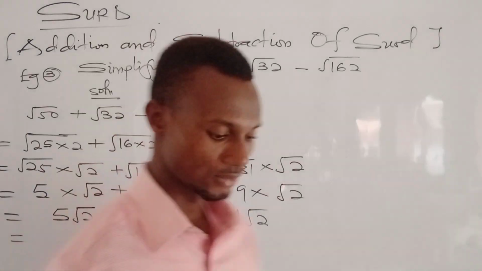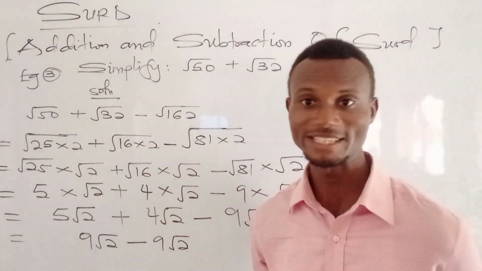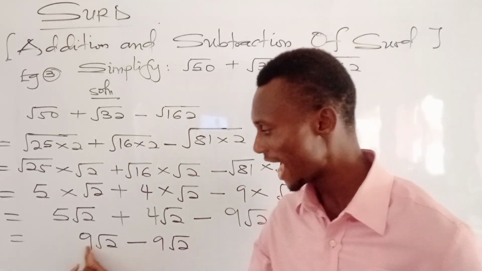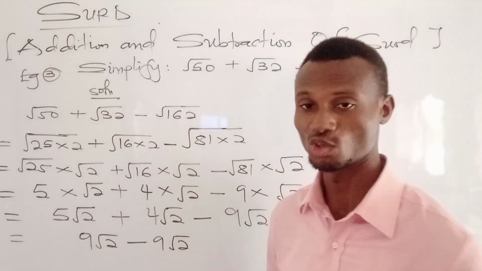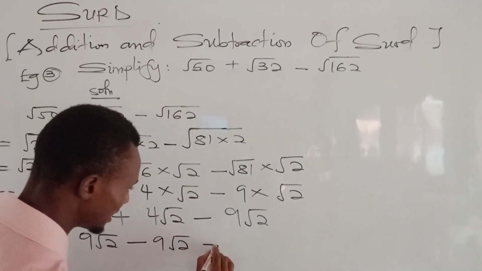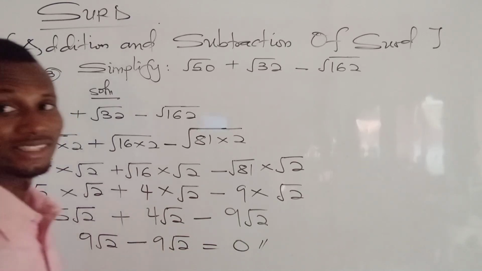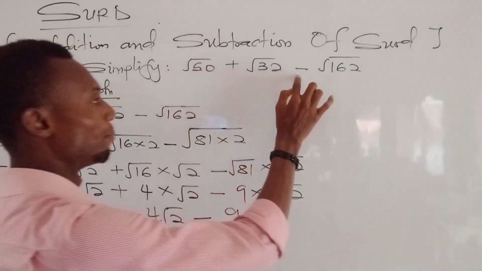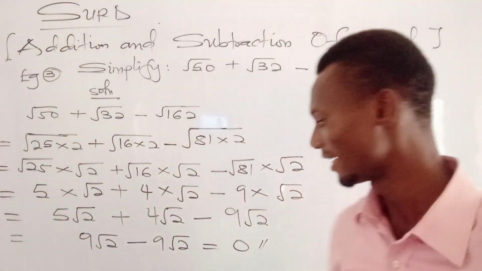Now check very well. 9 root 2 minus 9 root 2 will be 0. The same process, we deal with the coefficient, which is 9 minus 9 is 0. So we get 0 root 2, and 0 root 2 is 0. So 9 root 2 minus 9 root 2 gives us 0. So this is the final answer for simplifying root of 50 plus root of 32 minus root of 162. The final answer is 0.